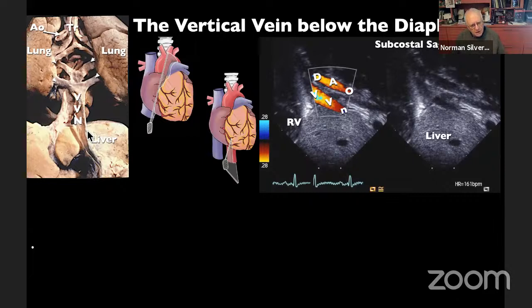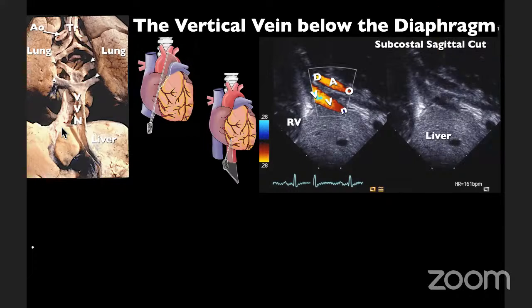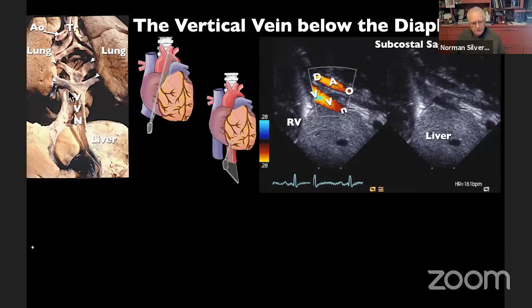They then drain into the porta hepatis, and through the porta hepatis, they go either through the ductus venosus or directly through the liver and into the inferior vena cava, usually via the left hepatic vein and the ductus venosus, where it drains, and into the heart. And the easiest way to recognize this is through a subcostal sagittal cut.